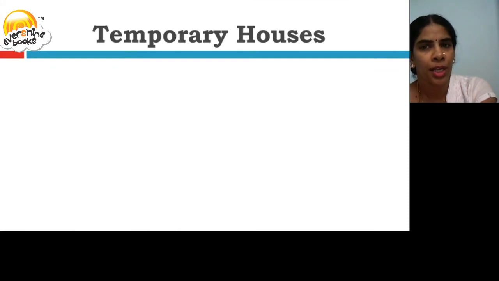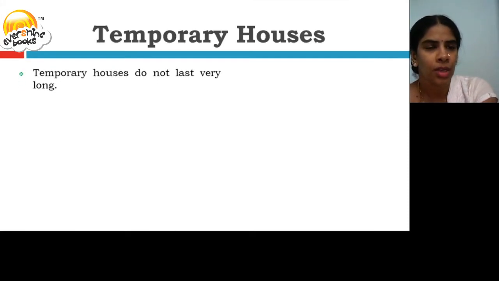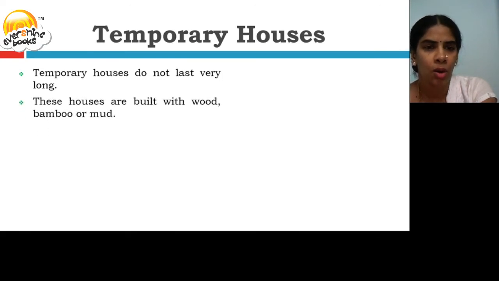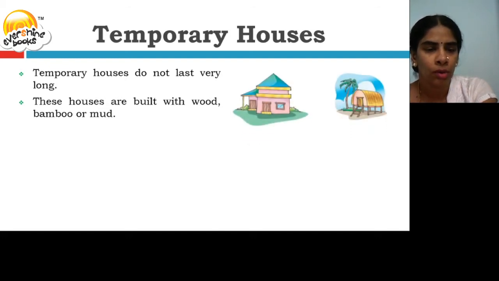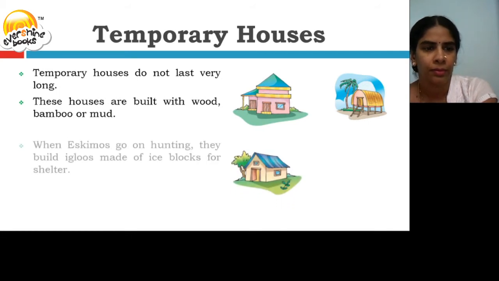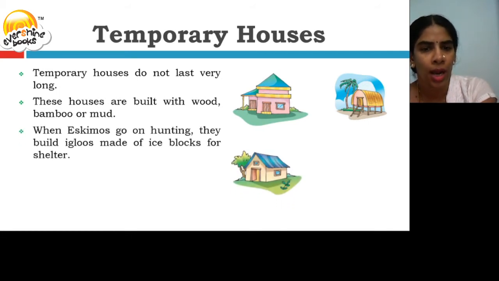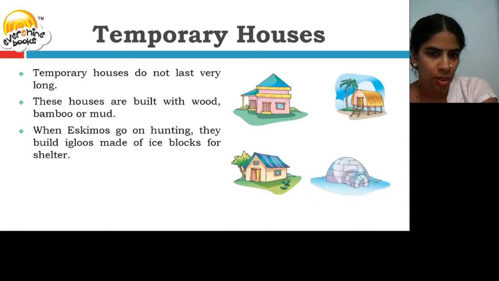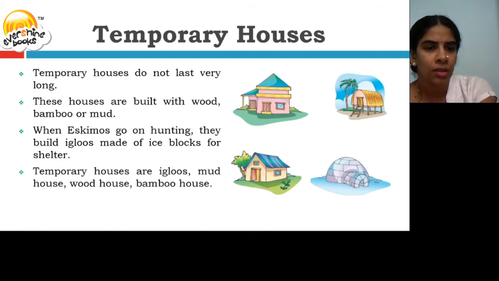Let us learn about temporary houses. Temporary houses do not last very long. These houses are built with wood, bamboo or mud. When Eskimos go hunting, they build igloos made up of ice blocks for shelter. These are temporary houses constructed for the time being. Temporary houses are igloos, mud houses, wood houses, and bamboo houses.